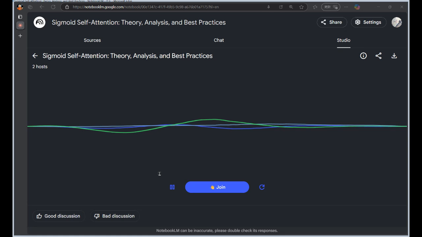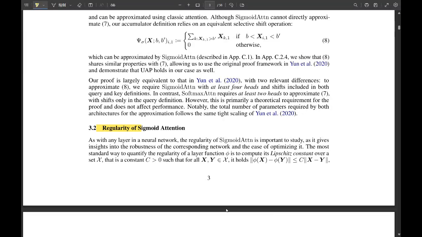Can it keep up with softmax in the auditory domain? Speech recognition is another crucial area for AI, right? It's the foundation of virtual assistants, automatic transcription, and so much more. Exactly. So did they put Sigmoid to the test in this domain? They did, and with the right bias initialization, sigmoid attention actually performed similarly to softmax attention in speech recognition tasks.